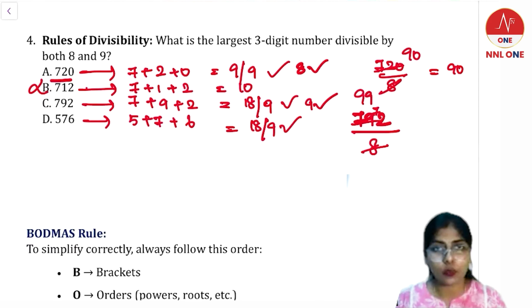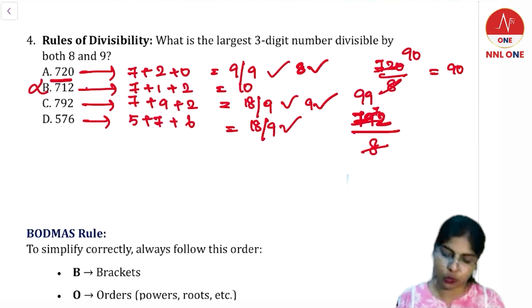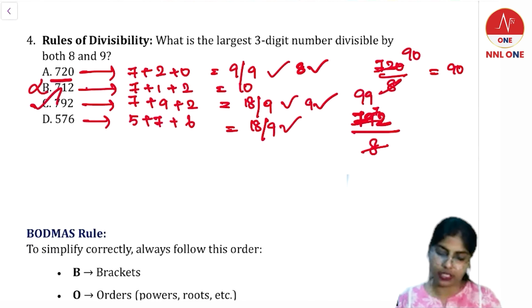But what is the question asked here? What is the largest 3-digit number divisible by both 8 and 9? From the options, which is the largest 3-digit number? This 720 is also divisible by both 8 and 9. 792 is also divisible by both 8 and 9. But the largest 3-digit number is 792. So the option will be 792.